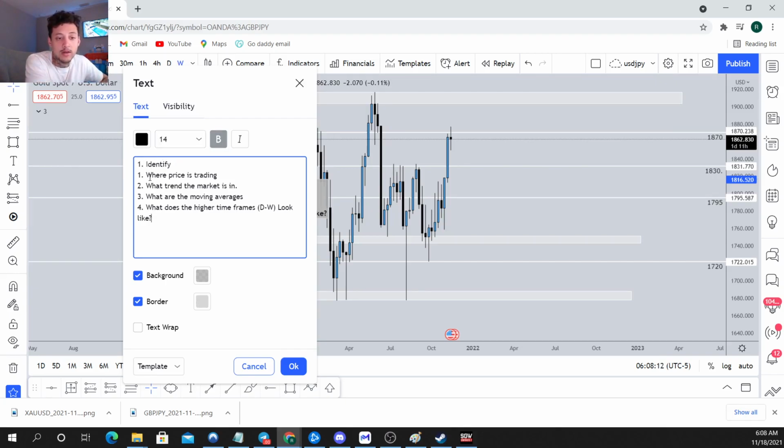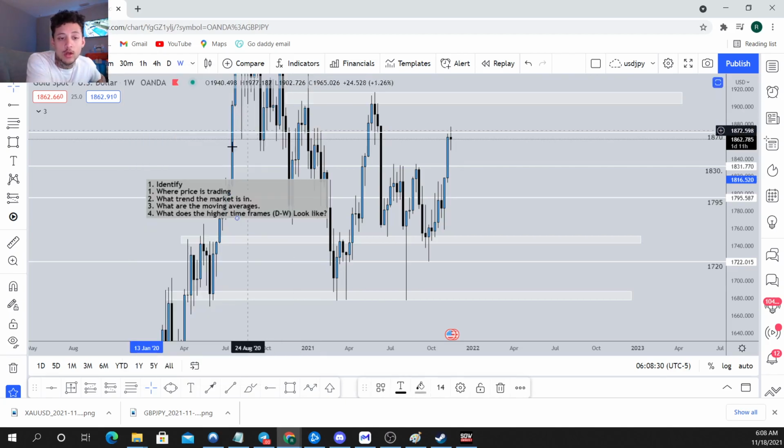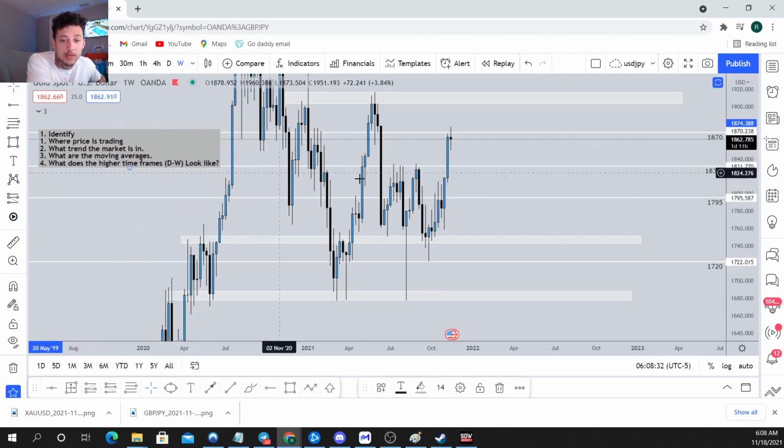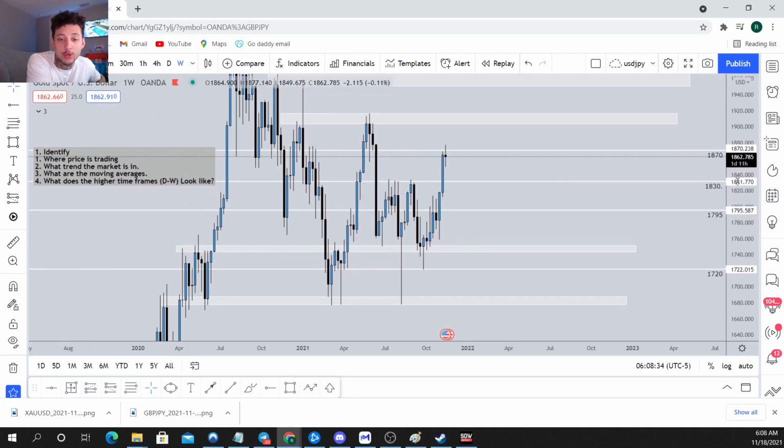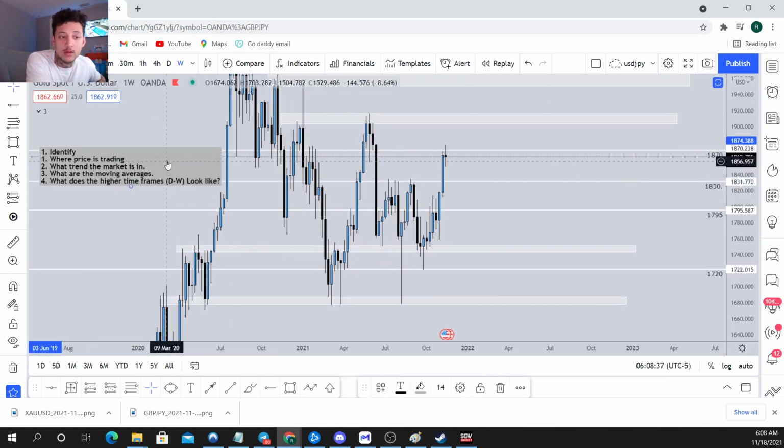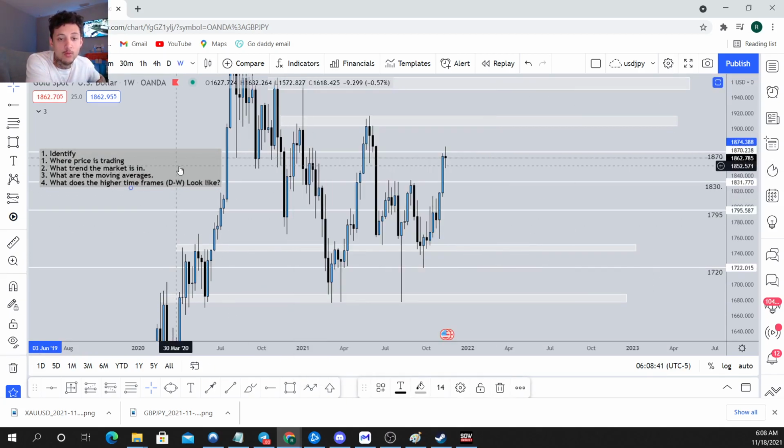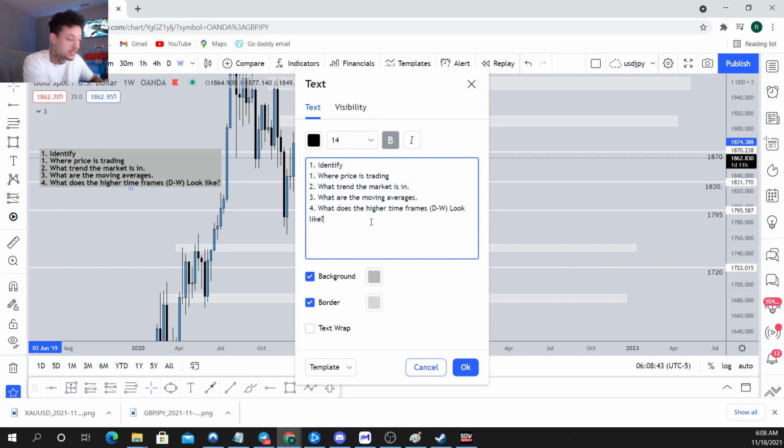So what I mean by identify is where price is trading again, what trend is the market in, if the market's in any trend at all, what are the moving averages, which we'll get into moving averages later on, right? What do the higher time frames look like in terms of the candlesticks, right? So this is going to be the very first step we do when we're doing our top-down analysis. We're going to identify what the market is doing. Then we're going to hypothesize.